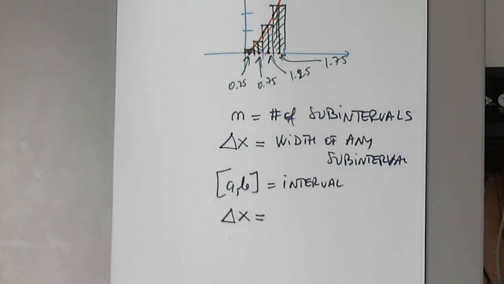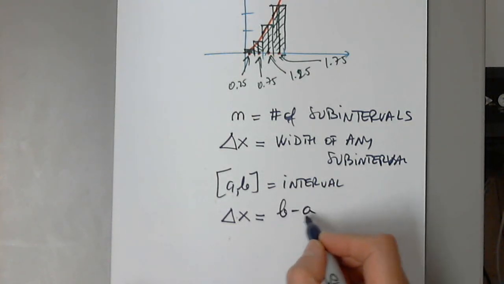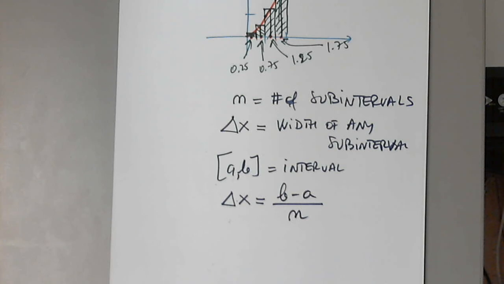We are dividing the interval between a and b into n subintervals, and I want to determine the width of one. In the previous example, we had the interval 0 to 2, and we divided the interval 0 to 2 by 4 because we wanted 4 subintervals. So we said 2 minus 0 over 4. Now I have a, b, and I want n subintervals, and I want to determine the width of one. So b minus a divided by n is the width of each subinterval.